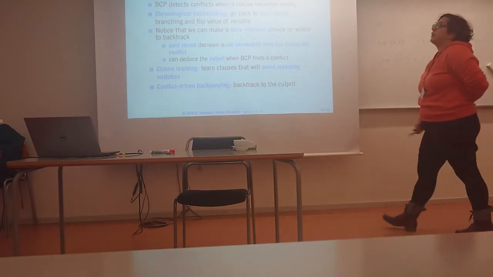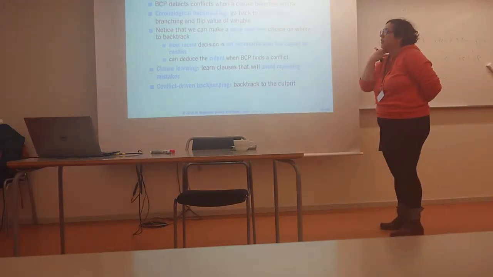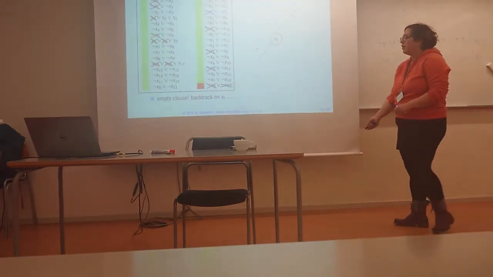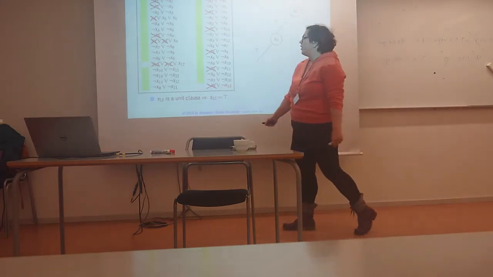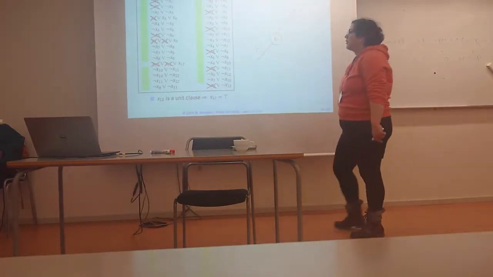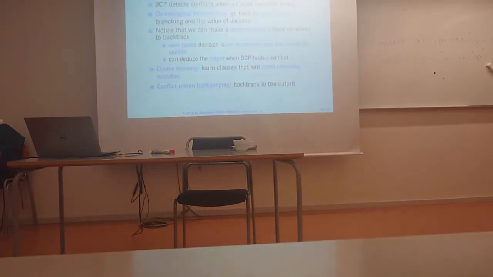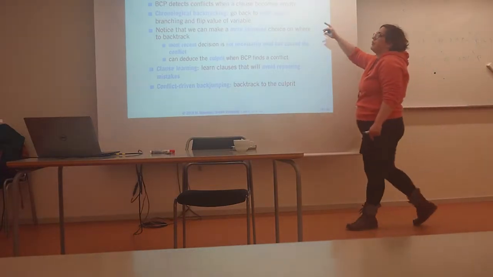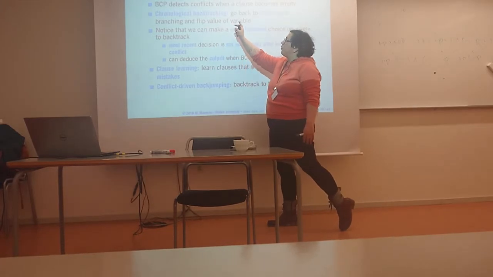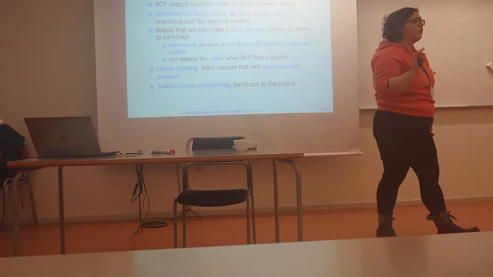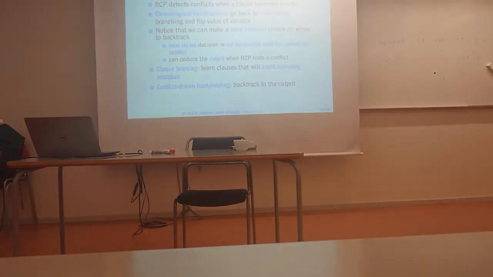So Boolean constraint propagation detects a conflict when the clause becomes empty. We already saw that in the example. Here, x12 and not x12 appear, conflict found, and the clause becomes empty. And when it becomes empty, chronological backtracking goes back to the most recent branching and flips the value of the variable. You already saw this chronological backtracking in CSP.